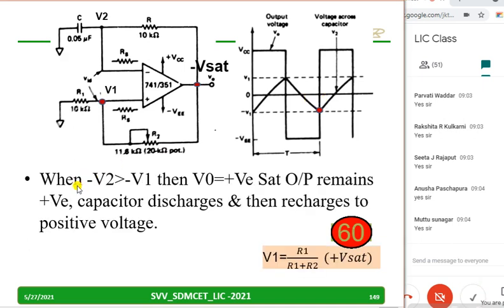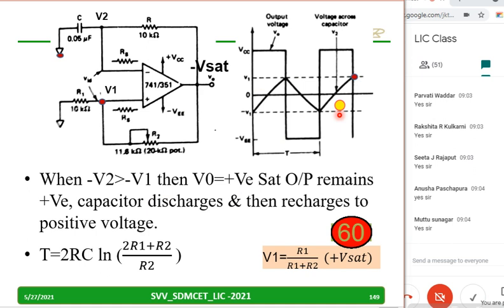Now again, when this minus V2 becomes greater than minus V1, then again V0 becomes plus V saturation and the capacitor discharges, then recharges towards the positive. Try to understand this. Now it will charge towards the positive, and this will continue. Again it will become minus Vsat, again it will become plus Vsat output, and the capacitor will charge, discharge, charge, discharge.